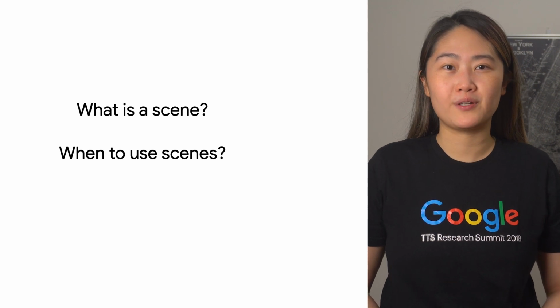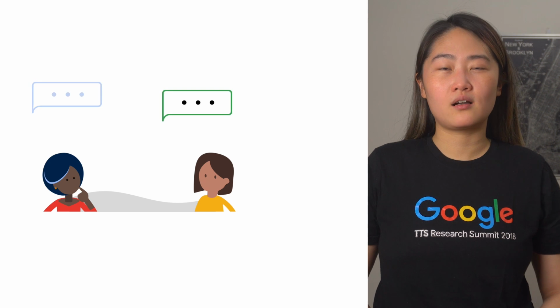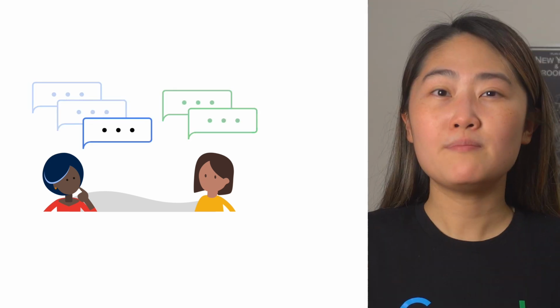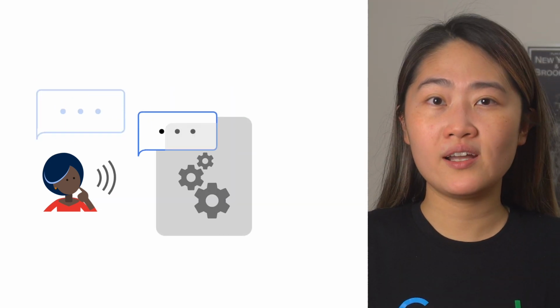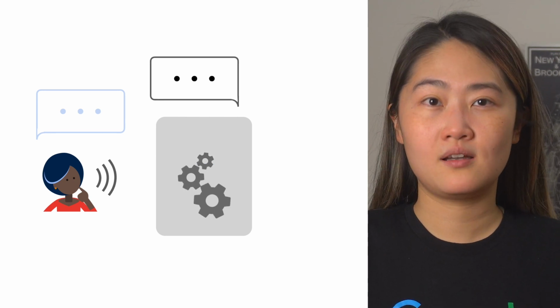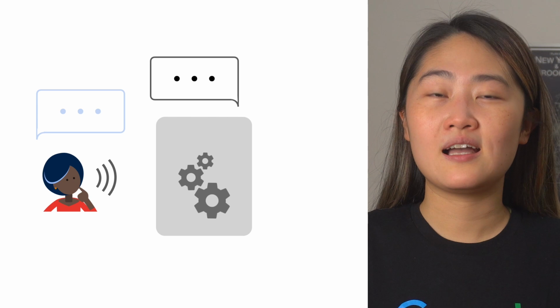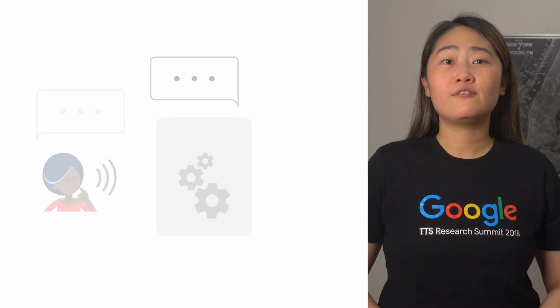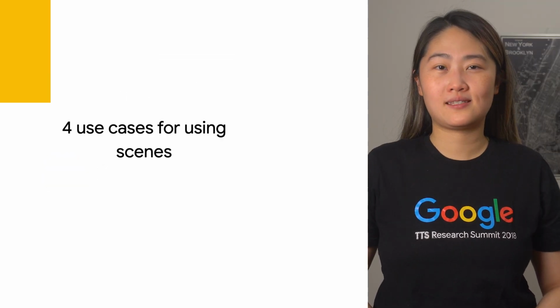over to Actions Builder. You can think of a scene as a sub-dialogue of your conversation. The main purpose of a scene is to organize your conversation into logical components that execute tasks, collect data from the user, and return prompts. There are 4 use cases for scenes.